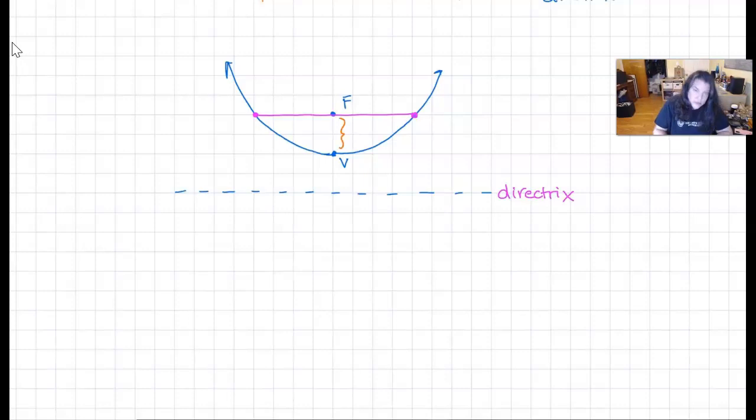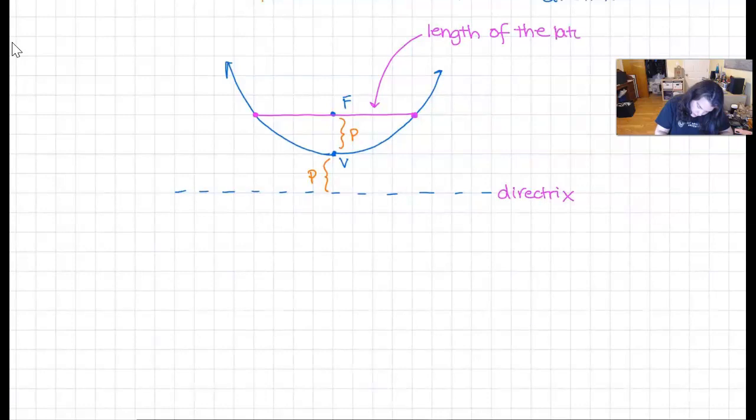Now the reason why this is handy is because this distance, which we'll just call P, it's kind of standard to call it P. Now by the definition of a parabola, we know that the distance from the focus to the vertex should be the same as the vertex to the directrix. So that's P. And this guy right here, the length of the latus rectum is always going to be 4P.